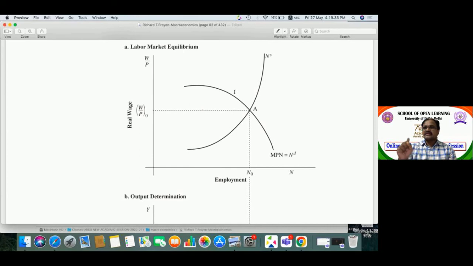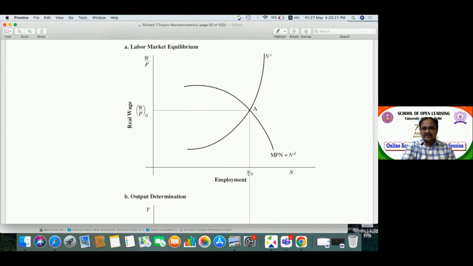What is the classical theory equilibrium? The classical theory equilibrium point is point A, where the aggregate demand curve equals the aggregate supply curve. So that is the classical theory equilibrium point. At this equilibrium point, the employment is N0, and the real wage is W by P 0. This is the real wage. So this is the demand and supply curve. The supply curve is upward sloping, that is the NS curve.